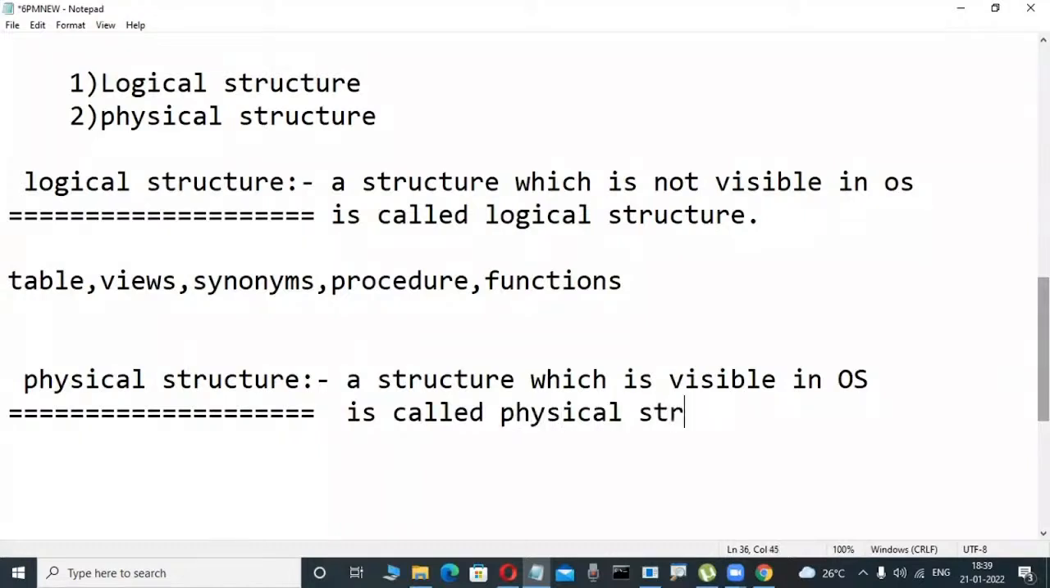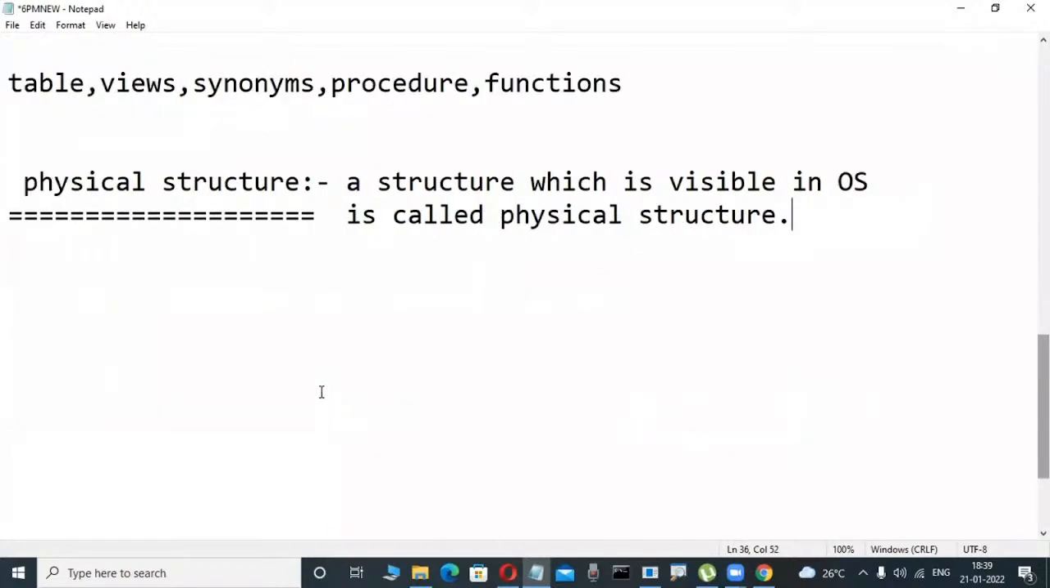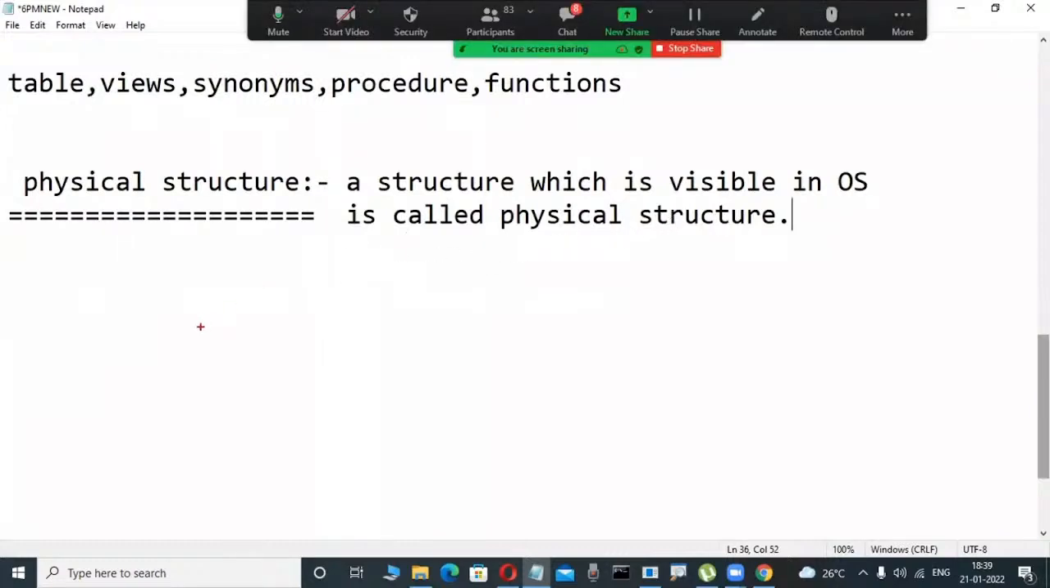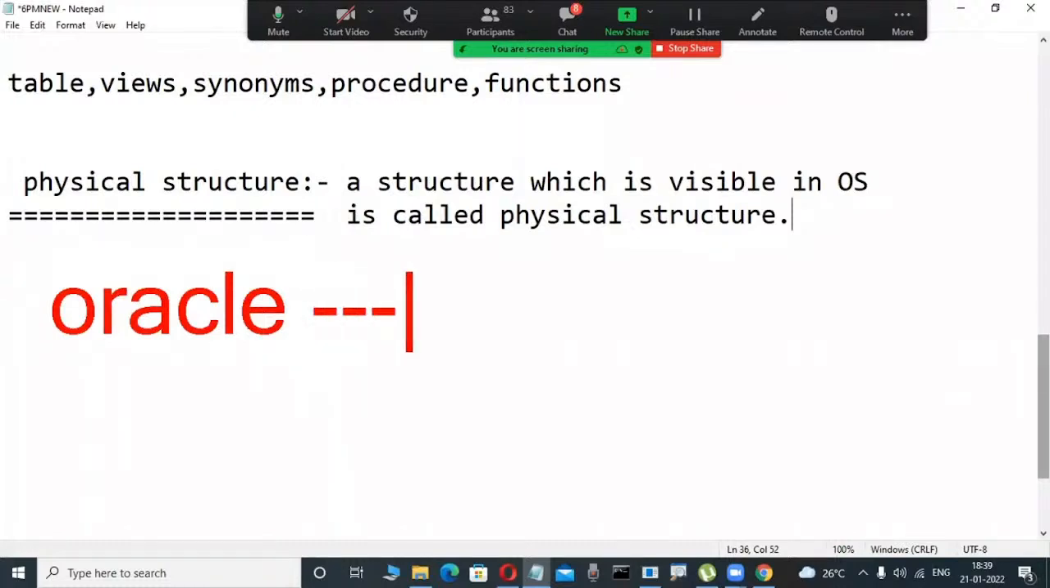Who are the persons working in this physical structure? Observe here. It's a big concept. I'm telling only the definition side, because what a database is, I will tell you which definitions are correct. A structure which is visible in the operating system is called physical structure. Suppose when you install software like PowerPoint, MS Access, Word, anything, physical files are created on the disk. Same like that, Oracle is a relational database software, and MySQL, SQL Server, we are installing, for example.